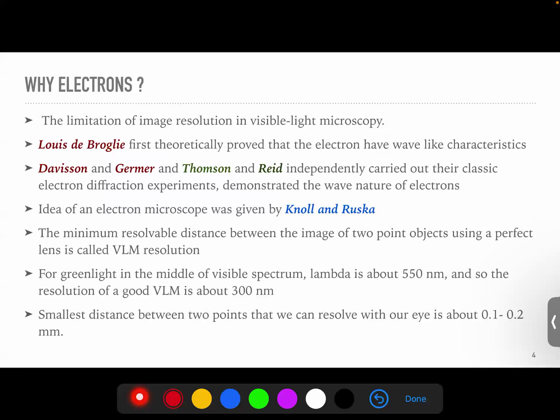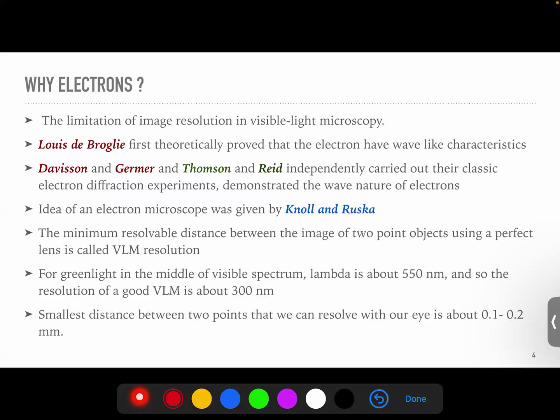Knoll and Ruska are considered the inventors of the electron microscope because they patented their instrument in 1932. But at the same time, there was one more group working in a private company, Siemens, which is a very famous company now. They also made the same instrument with some more capability, but their patent was a little bit late. In the same year, 1932, both groups patented, but Knoll and Ruska are known as the inventors. So that is the fundamental difference. Why do we need electron microscopy?